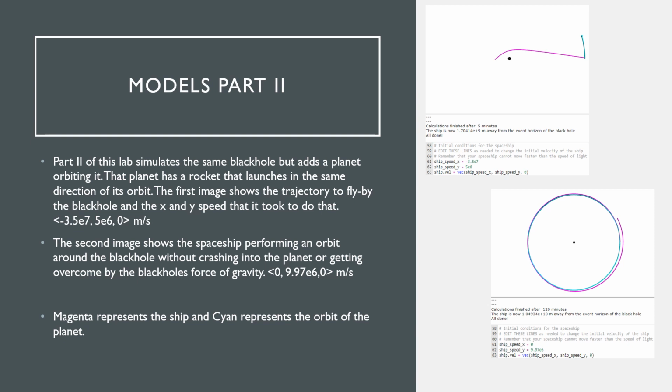The second image shows the spacecraft performing an orbit around the black hole without crashing into the planet or getting overcome by the black hole's force of gravity. The vector velocity to do this was 0, 9.97 times 10 to the 6th, and then 0 meters per second. Magenta represents the ship, and cyan represents the orbit of the planet.